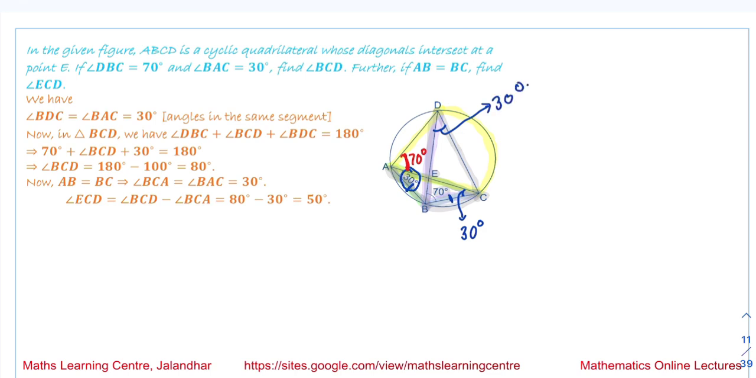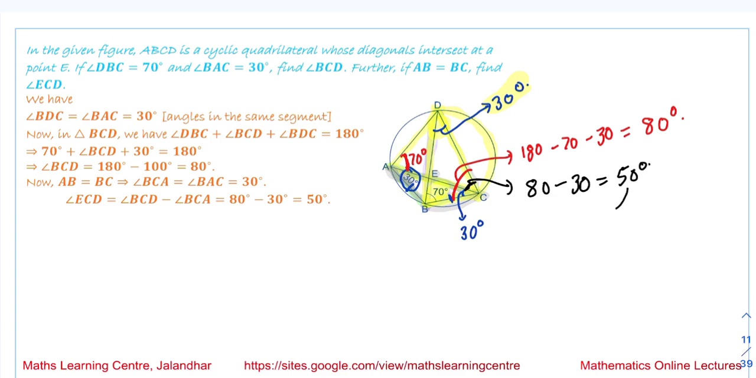Now look at the triangle BDC. This angle is 70 degrees and this angle is 30 degrees. So the complete angle at C will be 180 minus 70 minus 30, that is equal to 80 degrees. Now the angle that we have to calculate is angle ECD. The value of this smaller angle will be 80 minus 30, which is equal to 50 degrees, and this is what we have to calculate.